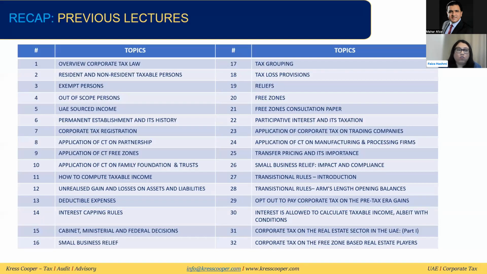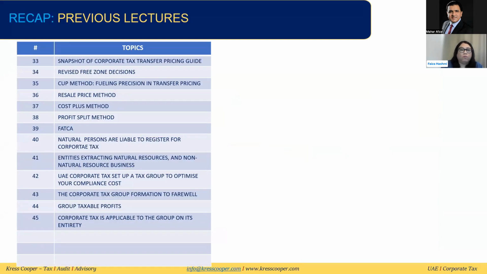So since the last 4 weeks, we have been discussing the corporate tax group guide, which FTA had introduced in January. It is a very detailed guide, and we have been discussing various sections of the guide.